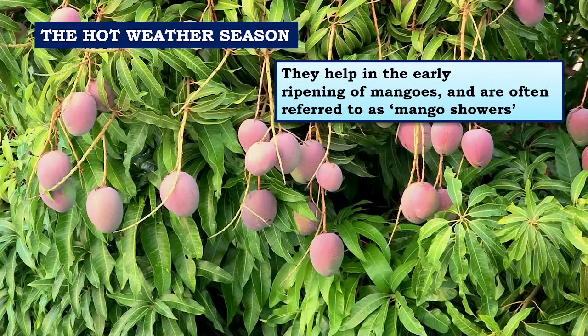Mango. What is the national fruit of India? Mango, Mangifera indica. This grows only in the summer season. What happens is that it will be pollinated due to the wind. During summertime the winds will blow, and we'll get mangoes. So this shower before monsoon is called mango shower.